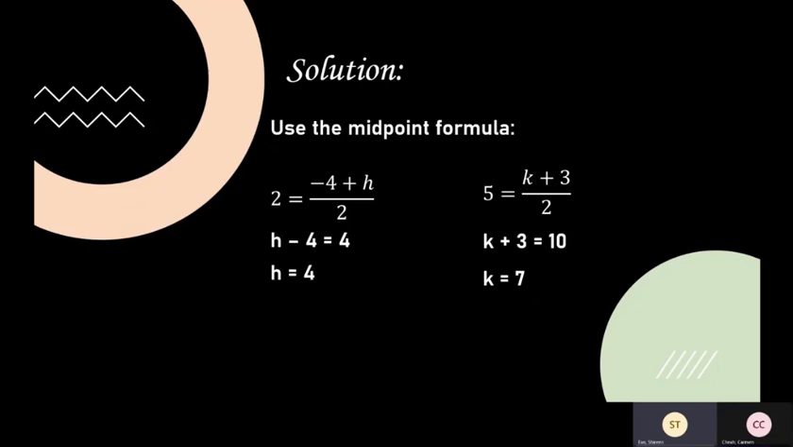We add up the x coordinates of B and D divided by 2 equals the x coordinate of C, which is (-4 plus h) divided by 2 equals 2. And we find that h equals 4. Next, we add up the y coordinates of B and D divided by 2 equals the y coordinate of C, which is (k plus 3) divided by 2 equals 5. And the value of k is 7.